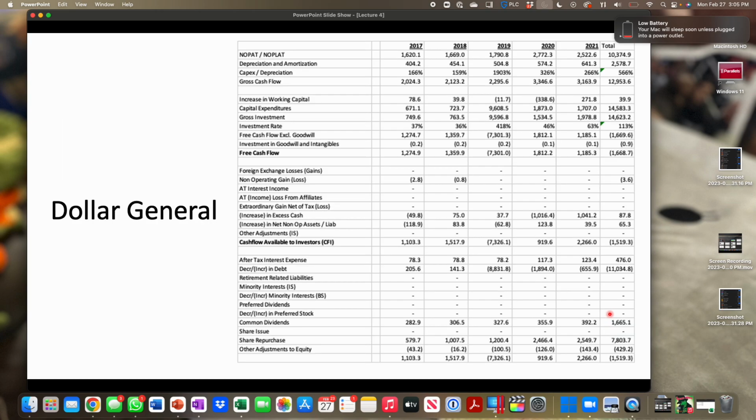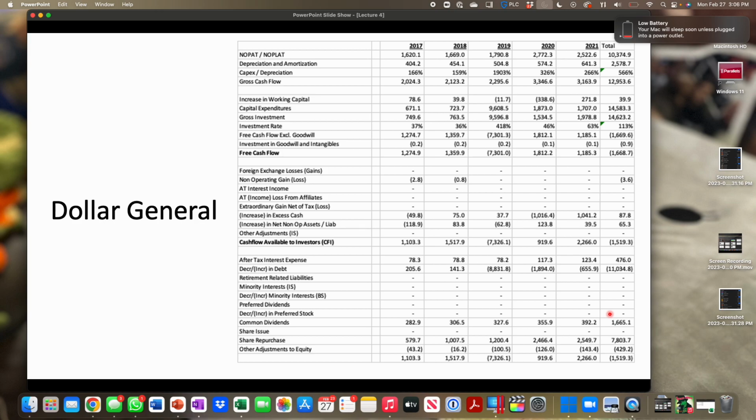And if my battery doesn't die, really quickly, what happened at Dollar General. So at Dollar General, they had negative free cash flow over the first 5 years, negative 1.7 billion, because they had 12.9 billion of cash from the income statement, and they reinvested 14.6 billion back in their balance sheet in working capital and PP&E. They had a 113% reinvestment rate. So they were investing more than they were making, probably because they're trying to grow, right? Because their average CapEx to depreciation rate over the 5 years was 566%.